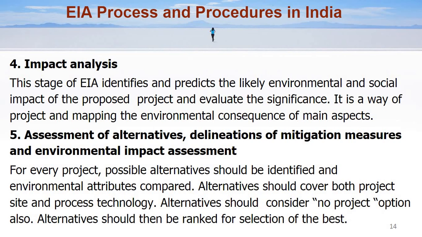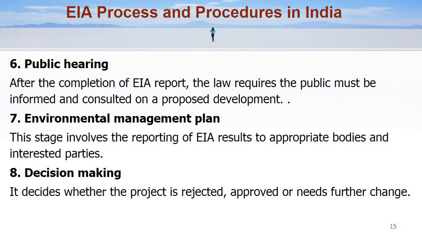Then the impact analysis. So what are the likely environmental and social impacts of the proposed project, and evaluate the significance. And fifth, assessment of alternatives, delineation of mitigation measures and environmental impact assessment. So for every project we need to find possible alternatives. These alternatives should even consider the no project option.